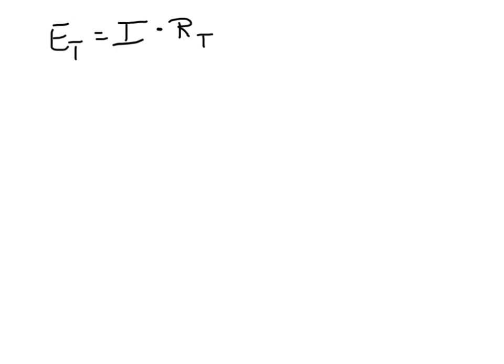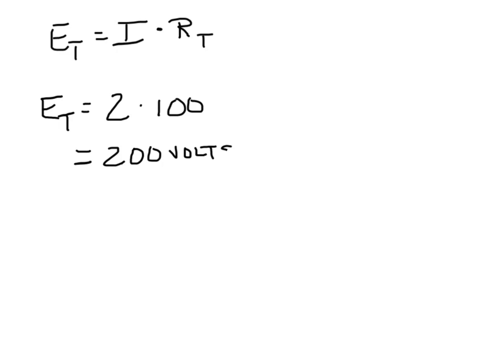Now we need to determine the total voltage for this circuit. The total voltage equals the amperage times the total resistance. So substituting my values, I'll have E sub T, or the total voltage, equals 2 amps times 100 ohms. My total voltage is 200 volts.